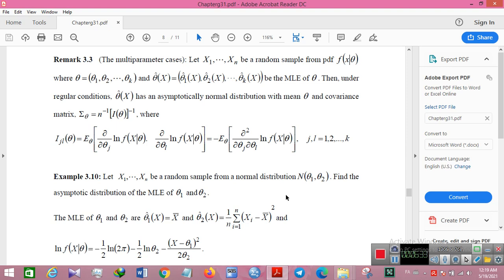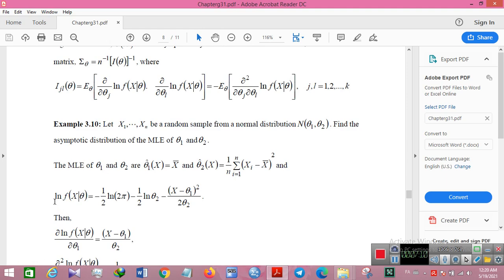let x1 to xn be a random sample from normal with theta 1 and theta 2, and we look for the asymptotic distribution of the maximum likelihood estimators of theta 1 and theta 2. First, we know the maximum likelihood estimator of theta 1 is equal to x bar, and for theta 2 it is equal to 1 over n times the sum from i equal 1 to n of (xi minus x bar) square.